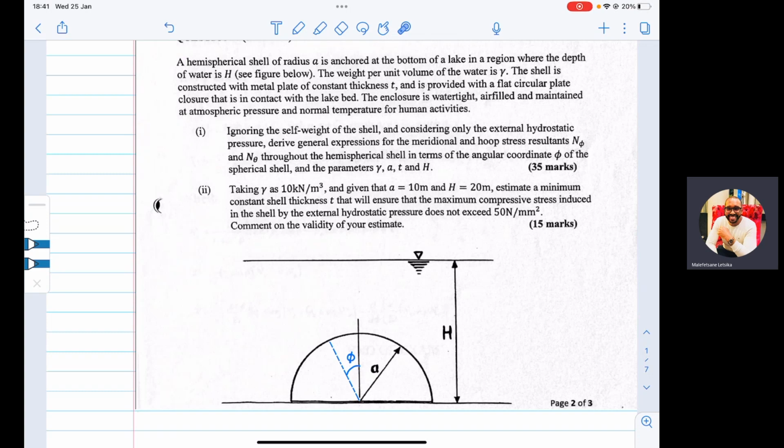Remember, this shell is submerged in water, and the stress is due to the hydrostatic pressure. The pressure acts all around, normal to the surface of the shell, and therefore tries to compress the spherical dome. So we need to find the maximum compressive stress that the shell can take, presuming the stress does not exceed 50 MPa.